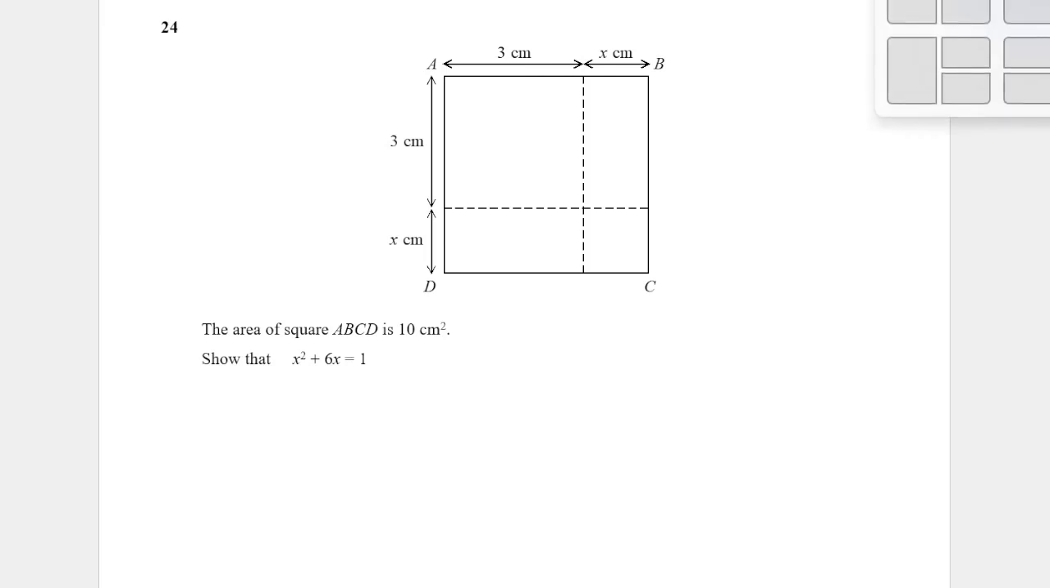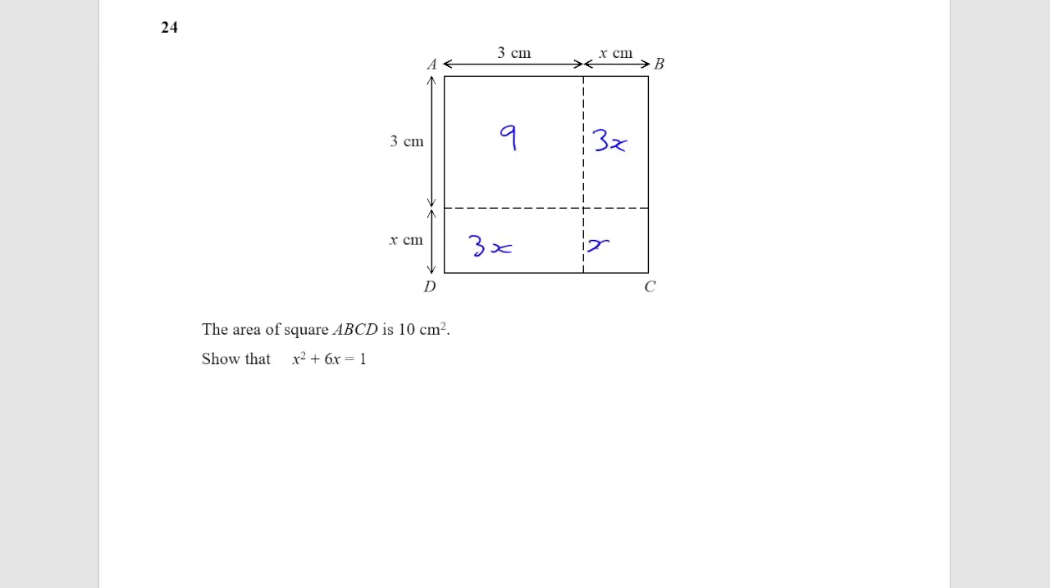Okay, for this, the area of the square ABCD is 10 centimeters squared. Show that. So if I look at this, so these 4 parts, 3 times 3 would be 9. I'm going to treat this like a multiplication grid. 3 times x would be 3x. x times 3 would be 3x. And then x times x would be x squared.